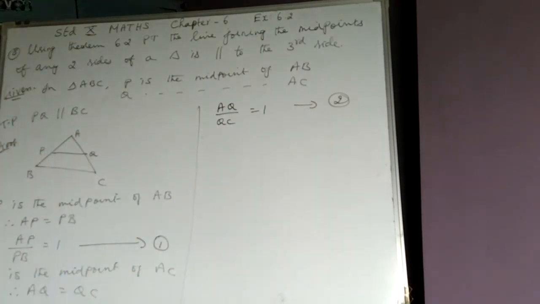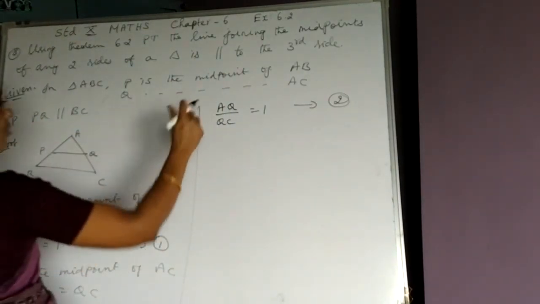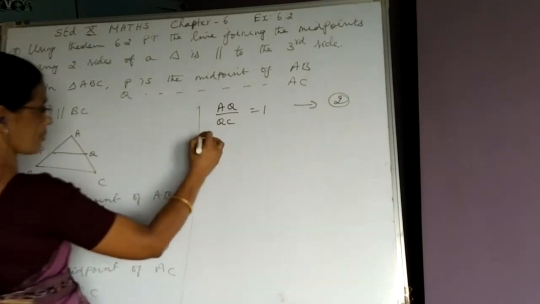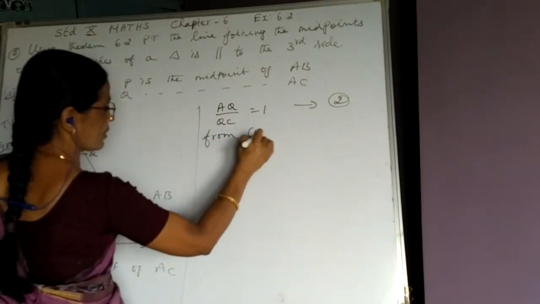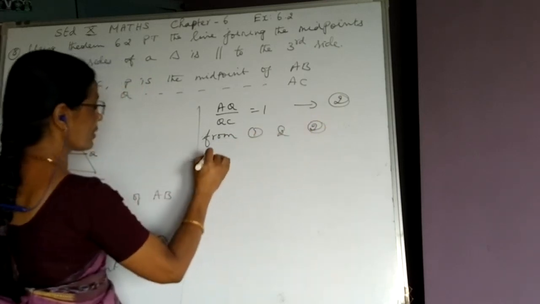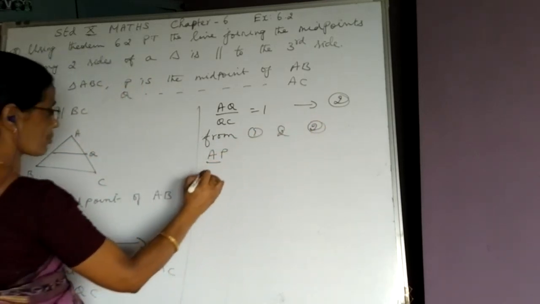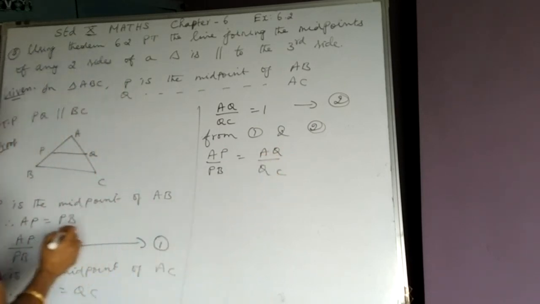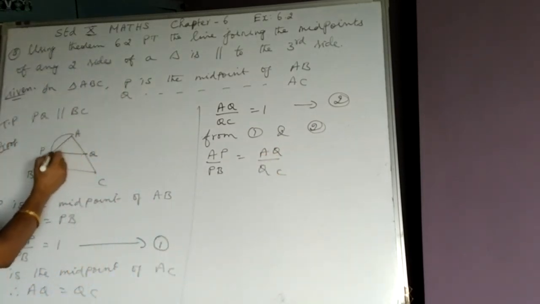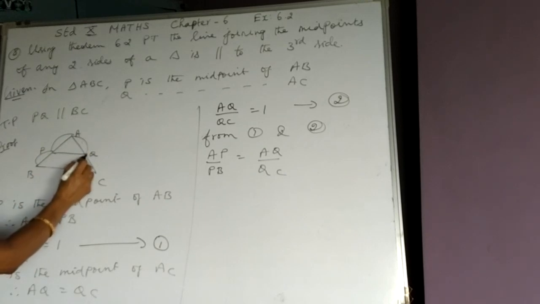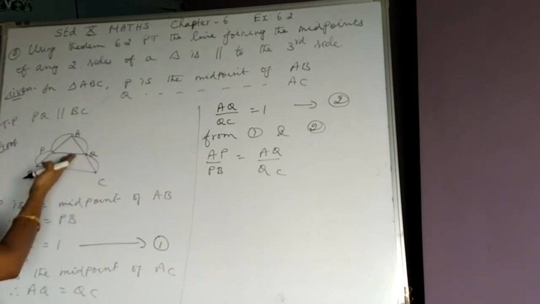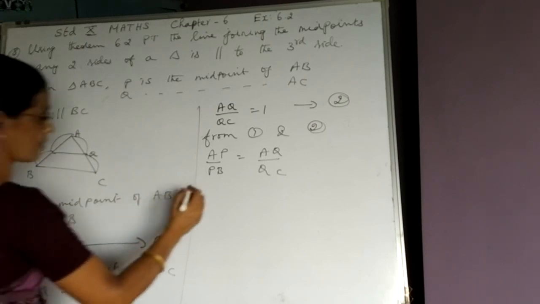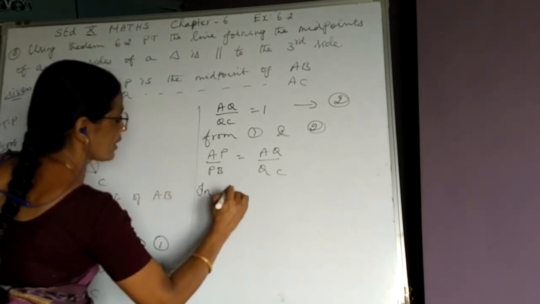So this is my first result and second result. If you compare the first and the second result, we'll get AP upon PB is equal to what? Equal to AQ upon QC. Therefore, from results 1 and 2, we get AP upon PB is equal to AQ upon QC. So we got the ratios are equal. Therefore, what is this PQ according to converse of BPT? PQ should be parallel to BC.